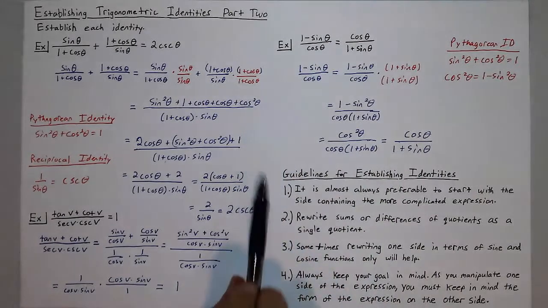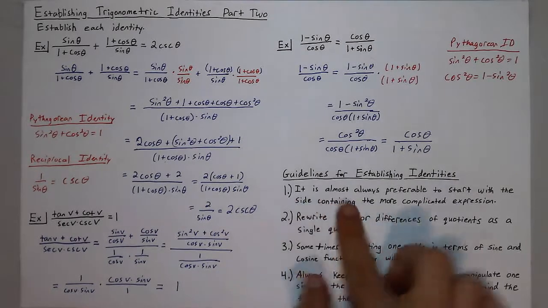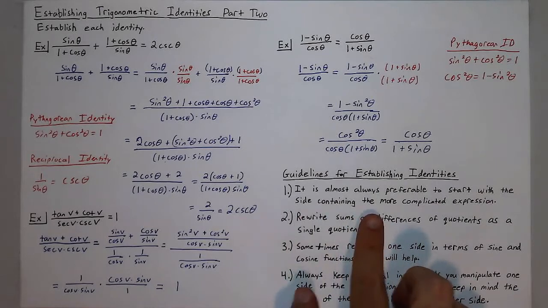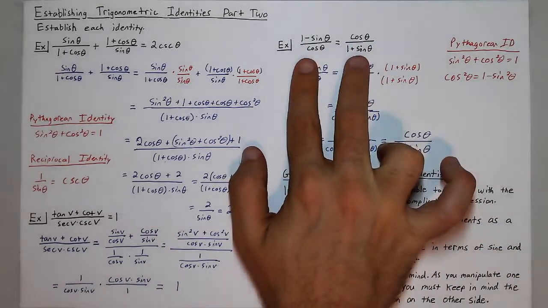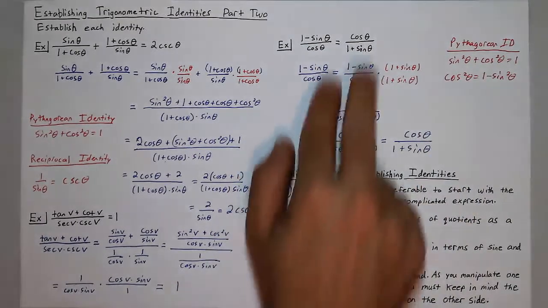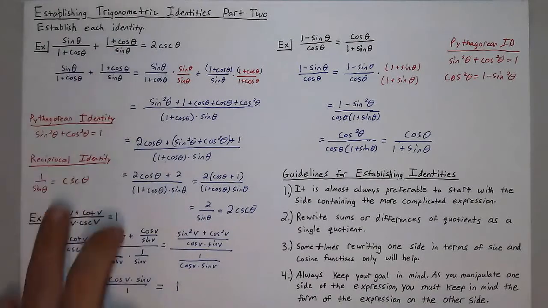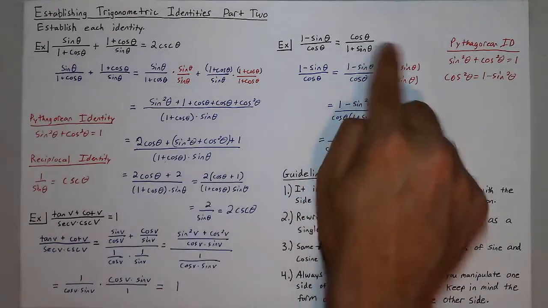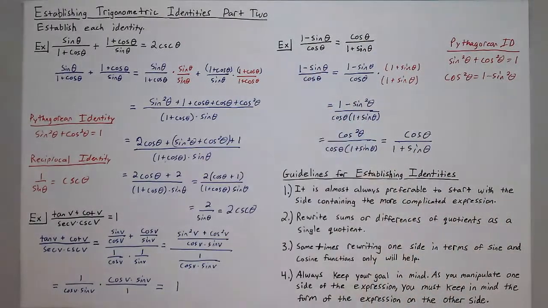But now, generally when you are establishing identities, there are like 4 things definitely keep in mind. One is almost always preferable to start with the side containing the more complicated expression. Sometimes they'll look equally complicated, so you can start on either side, but in the cases like you see here on the left side of the equation looked way more complicated, so start on that side. But if the right side ever looks more complicated, you can always start there and work your way to the left side of the equation.